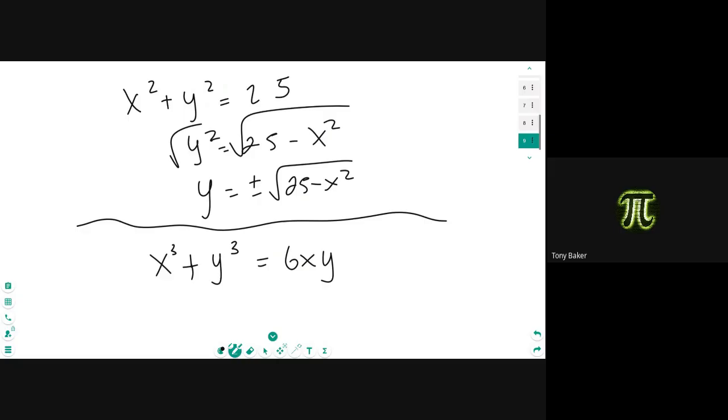How did I solve that? Can you? Solving for y. Could you get the y by itself? Probably not.